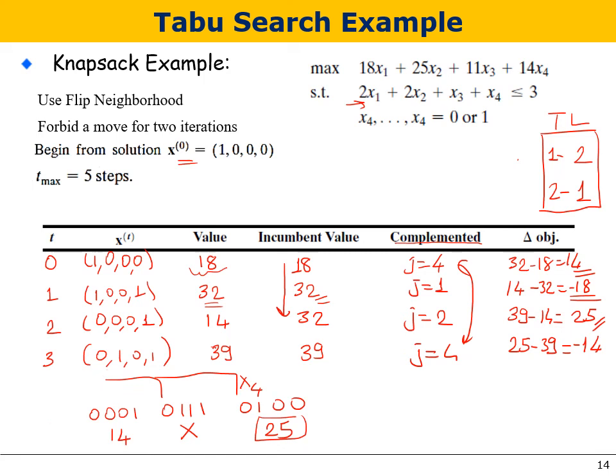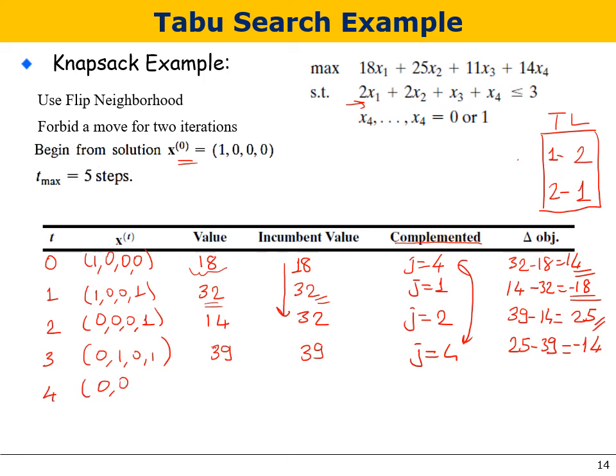Okay, the next solution, which is the fourth step, we move to this solution 0, 0, 0, 1, 0, and 0. The objective function value is 25, and the incumbent is still the previous one, 39. And now I need to find the neighbors of this solution. So the first one is 1, 1, 0, 0.